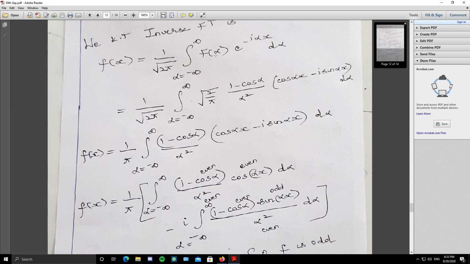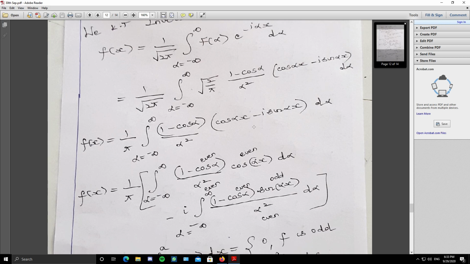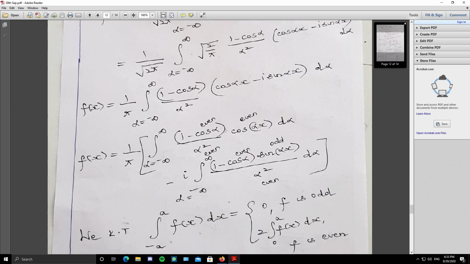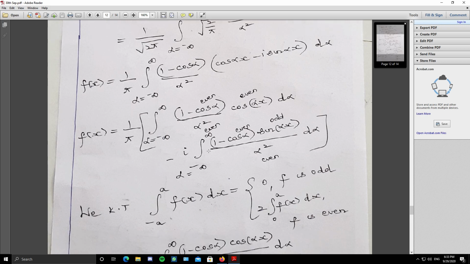Substitute for f of alpha. Group the constants. Root 2 gets cancelled. 1 by root pi into root pi is 1 by pi. Then write the exponential term as cos theta minus i sin theta, that is cos alpha x minus i sin alpha x. Then split into two integrals. The procedure is same as we did for the first problem. So (1 minus cos alpha) cos alpha x by alpha square, first integral. Second integral, minus i times (1 minus cos alpha) sin alpha x by alpha square.